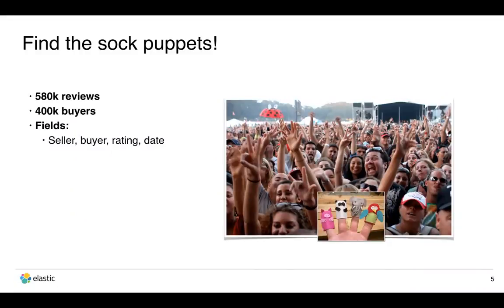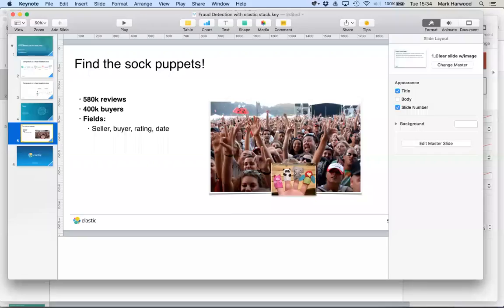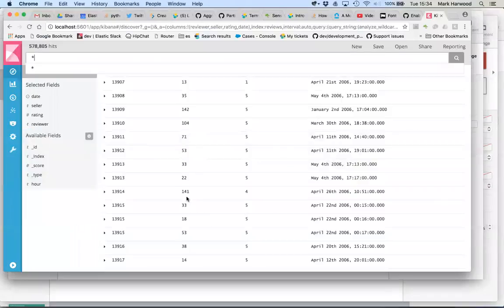And the sock puppets are kind of hiding in amongst all the buyers. The sock puppets are essentially fake buyers who are giving 5-star reviews to a seller in order to inflate their reputation. And we're going to try and discover the sock puppets in this data. There's only a handful of them in this data set. And we're going to look at the tools and techniques that we use to discover these things. So let's flip over to Kibana, where I've got these 580,000 reviews preloaded.